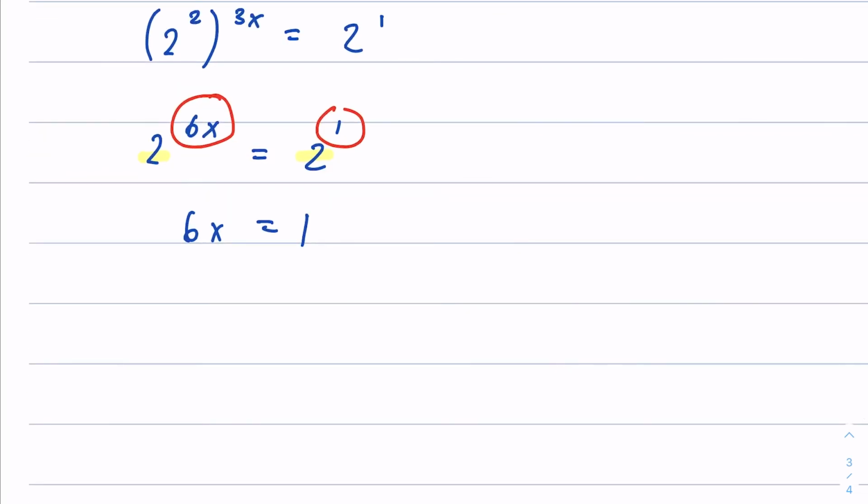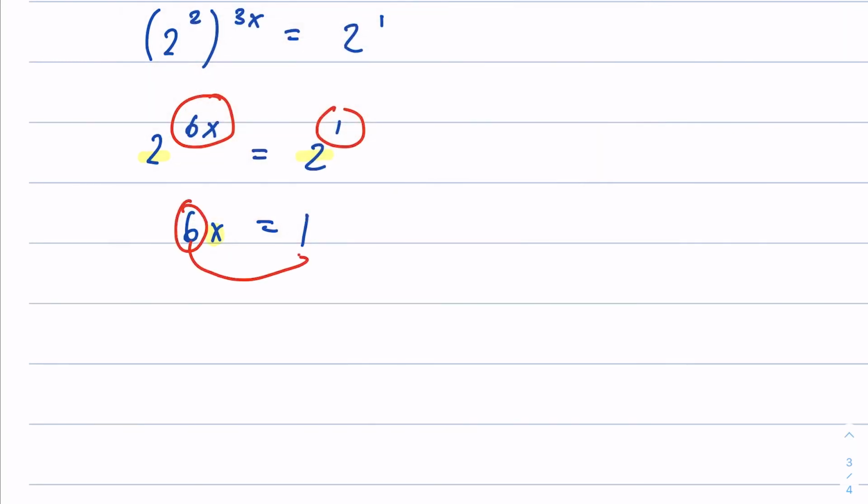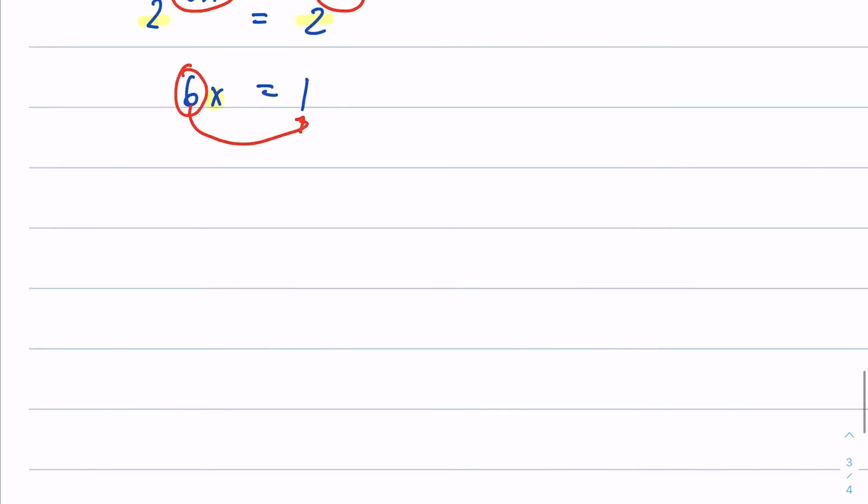To find your x, you have to bring 6 over to the other side. And how you do that is you have to divide by 6 on both sides. So if I divide by 6 on both sides, 6 divided by 6 gives you 1. 1 divided by 6 gives you 1/6. And thus x gives you 1/6.